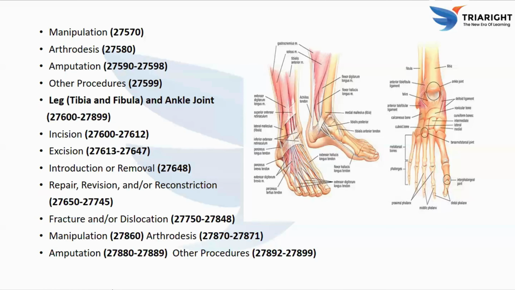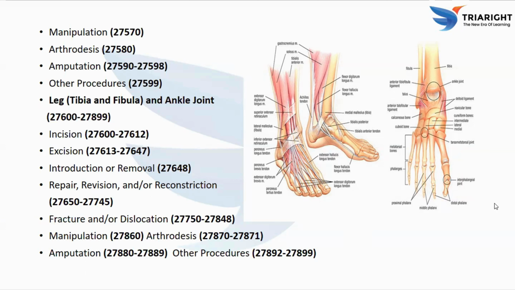So we have incision, excision, introduction or removal, repair, revision and or reconstruction, fracture and or dislocation procedures. So we do have manipulation, 27,860 code, and arthrodesis, 27,870 series, and amputation and other procedures listed under leg and ankle joint.